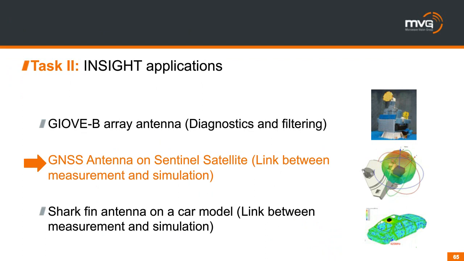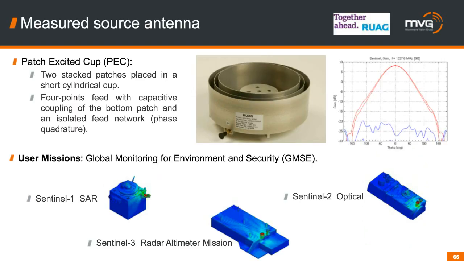The second example consists of a GNSS antenna on the Sentinel satellite. This is an application of the link between measurement and simulation. The GNSS antenna and Sentinel satellite structure has been designed, manufactured, and measured by the workspace in the frame of global monitoring for environmental and security missions. There are three missions: Sentinel-1, which is for SAR, Sentinel-2, which is an optical mission, and Sentinel-3, which is a radar altimeter mission. Each mission has a different satellite model and antennas, and this study regards the first mission, Sentinel-1.